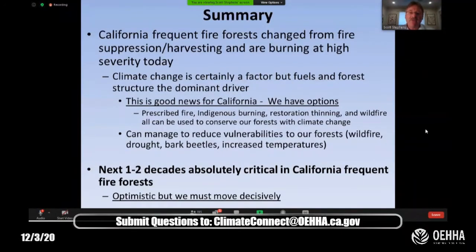If we don't change trajectory and reduce the vulnerabilities of these systems, climate change, fire, insects, drought are all going to change it right in front of our eyes. I just say there's opportunity to maybe have some influence on this trajectory if we work decisively. I'm optimistic, but I'm also a little worried. I've been doing this now for about 30 years, and I've never seen the state so engaged in this topic in my career, so I applaud that.